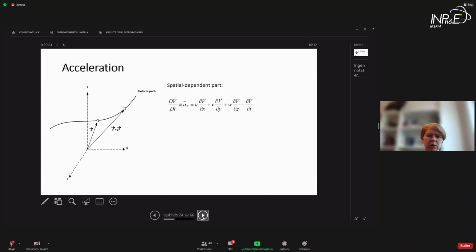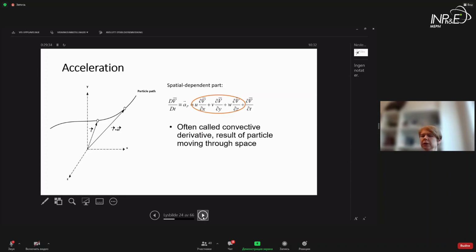So this is our substantial derivative, and these are the parts of it. The first lump, because it all has to do with spatial derivatives, is often called the convective derivative. Its origin is the particle moving through space. And maybe it's easier to remember because of convection: when we have temperature differences in a liquid, the particles start moving, so it's called convection. So maybe that's why it was called this.